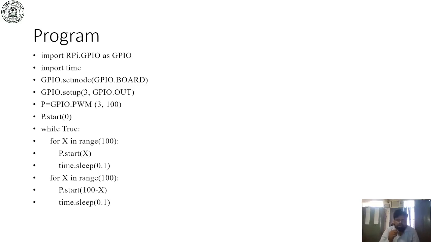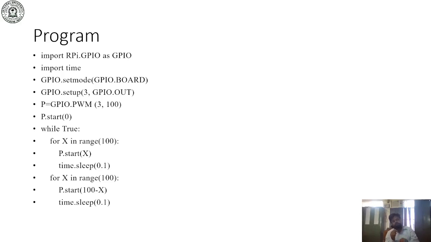For x in range(100): p.start(x), time.sleep(0.1). Here we are using the value of x from 0 to 100, and p.start(x) means the first value will be 0, then it will increase by 1, the value of x will be 2, it will increase by 1, the value of x will be 3, and up to 100. The LED brightness increases from 0 to 100.